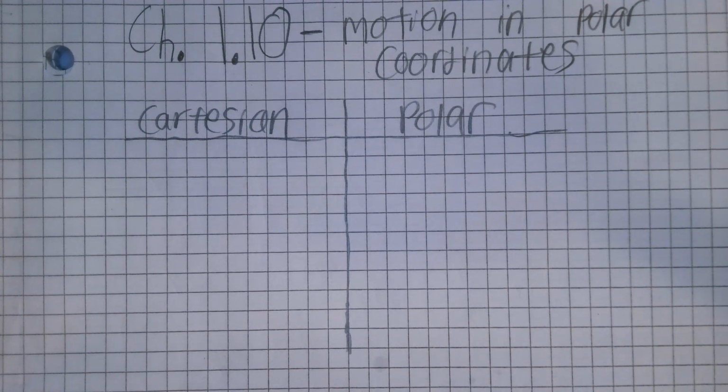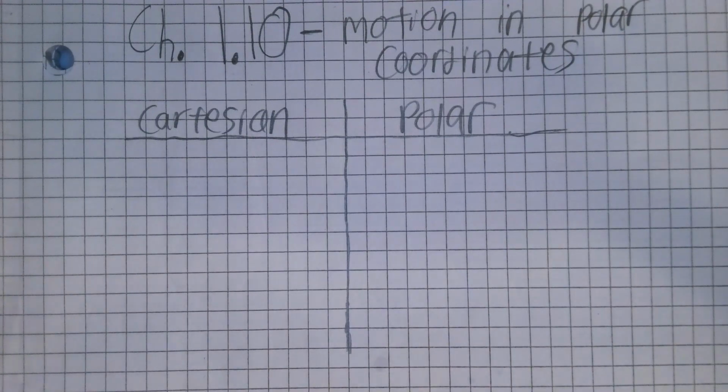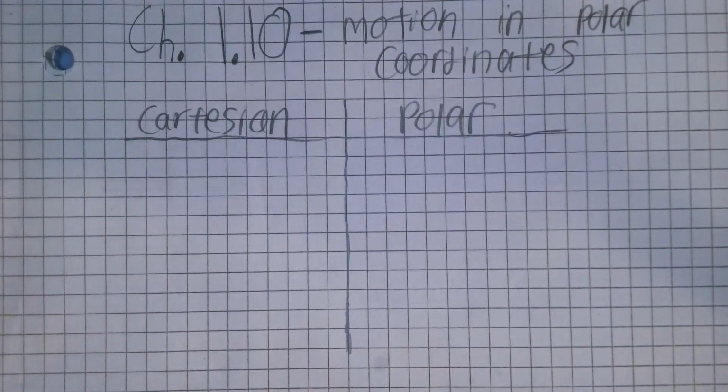Hello everyone, today I want to talk about motion in polar coordinates. So really quickly, I want to do a quick comparison of Cartesian and polar coordinates. It will seriously help you if you've used polar coordinates in a math class before this, but in case you haven't, I want to let you know it isn't impossible and you can do this, okay?